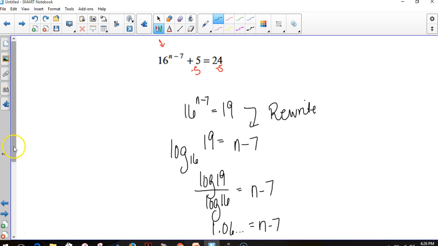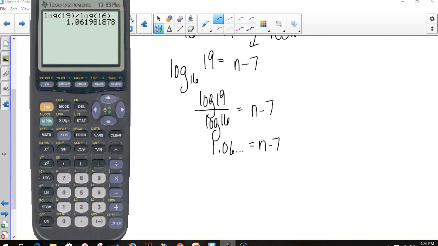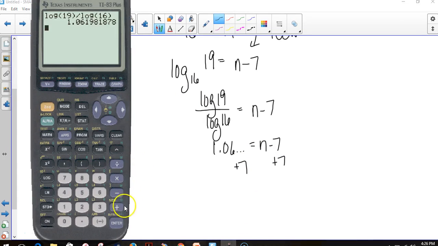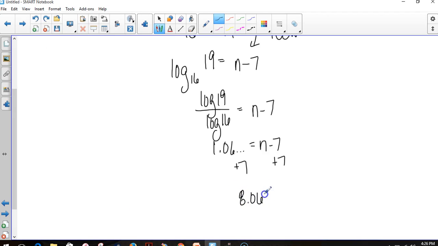But when I begin the process of now solving, I'm not going to type that into my calculator. I'm going to leave the full decimal on there. And now when I go to add 7 to both sides, when I hit plus, it knows to automatically go to the last thing that I typed in, take that number, and then add 7 to that. And so I get 8.0619. And it will tell you where to round. I'm going to go to the hundredths this time. And so that's my n.